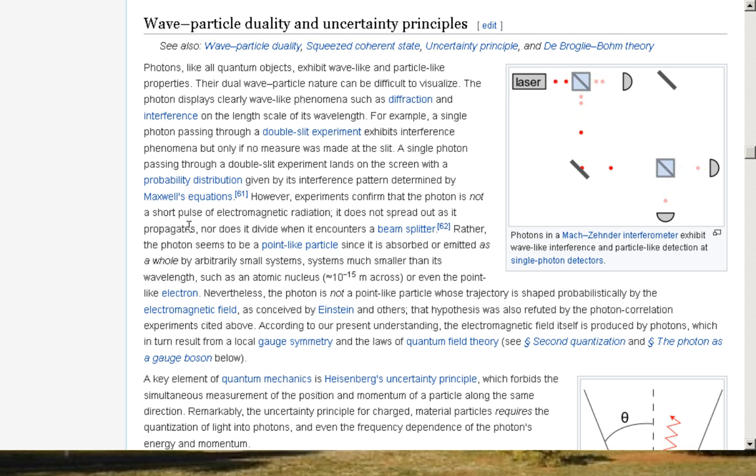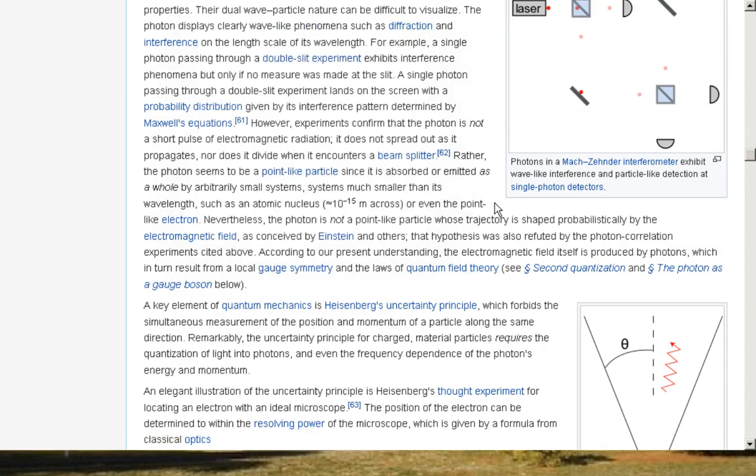Experiments confirm that the photon is not a short pulse of electromagnetic radiation. It does not spread out as it propagates, meaning it's not a particle, nor does it divide when it encounters a beam splitter. Rather, the photon seems to be a point-like particle since it is absorbed or emitted as a whole by arbitrarily small systems. However, photons can act like waves over time. Nevertheless, the photon is not a point-like particle whose trajectory is set probabilistically by the electromagnetic field, as conceived by Einstein. That hypothesis was refuted by the photon correlation experiment cited above.